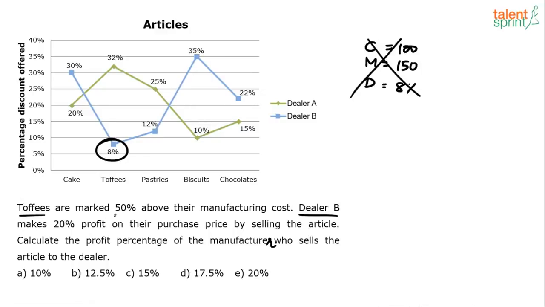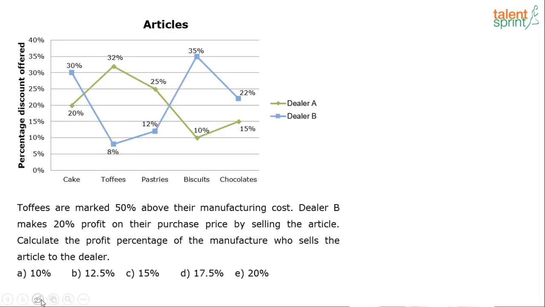Why? Toffees are marked 50% above their manufacturing cost. It's not their cost price. It's manufacturing cost. Cost price is different. Remember, you understand? The manufacturer. Let me just clear it up and explain this. We are looking at the 8% discount that is given here. There is a manufacturing cost. That manufacturing cost, that is sold to the dealer, becomes his cost price.